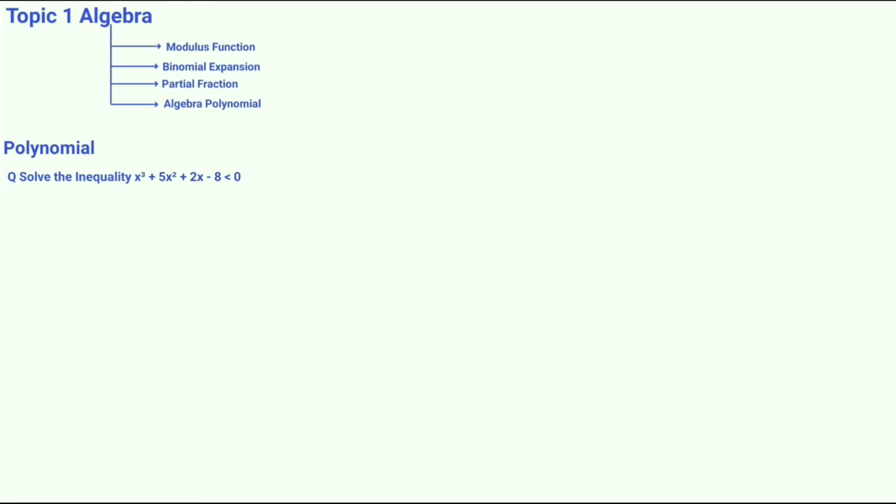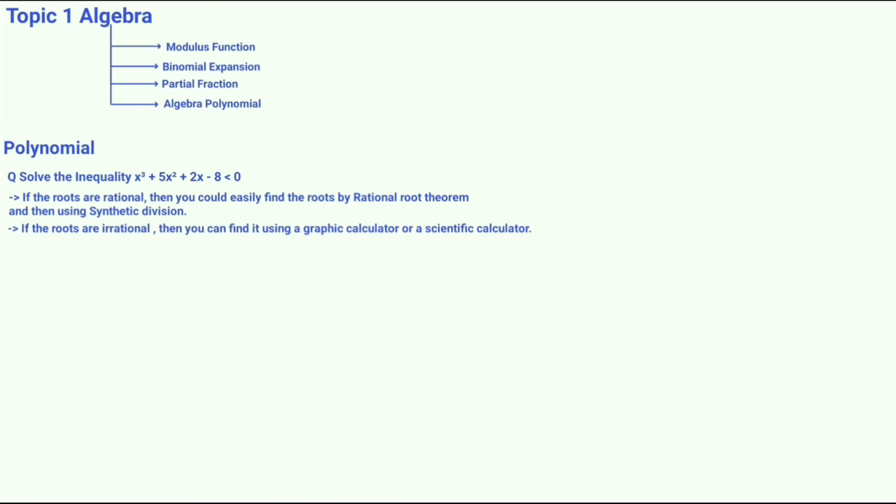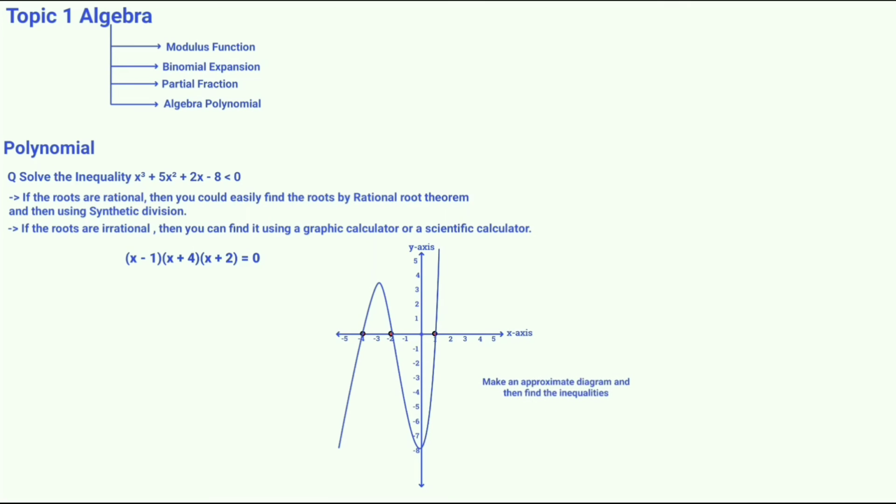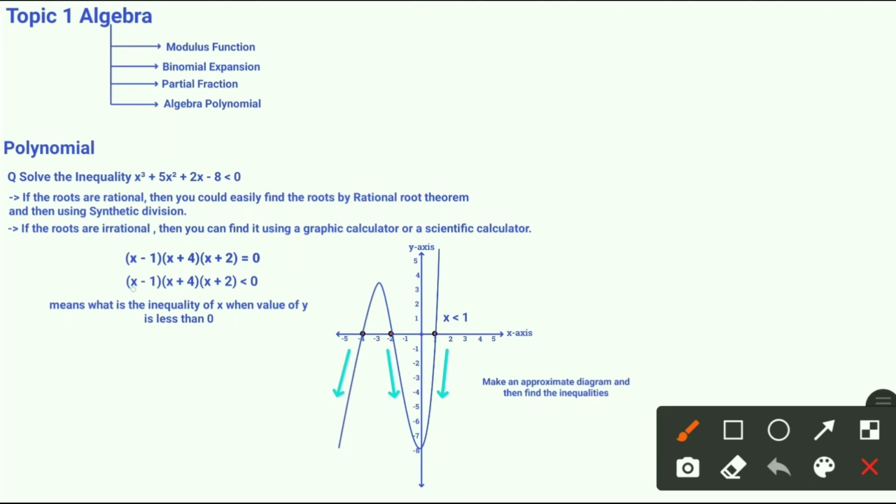Okay, question. Solve the inequality x cubed plus 5x squared plus 2x minus 8 less than 0. If the roots are rational, then you could easily find the roots by the rational root theorem and then using synthetic division. If the roots are irrational, then you can find them using a graphic calculator or a scientific calculator. So these are the roots. This is the graph, making an appropriate diagram, then find the inequality. What is the inequality when y is less than 0? So yeah, y is less than 0.